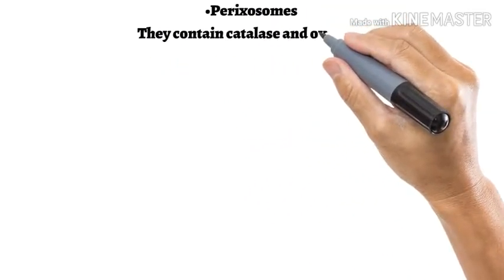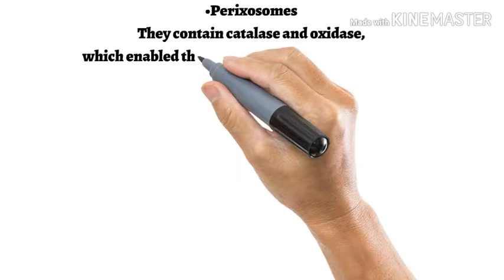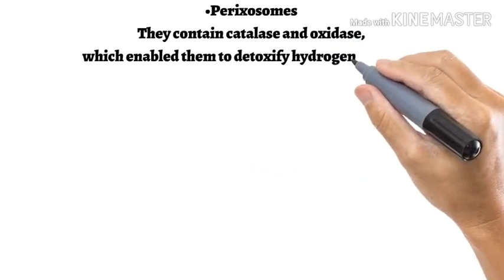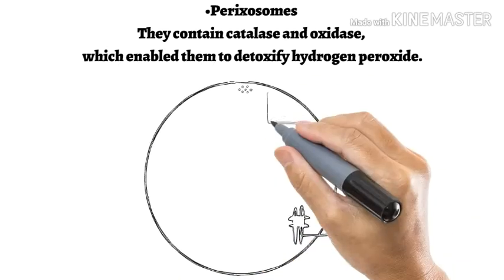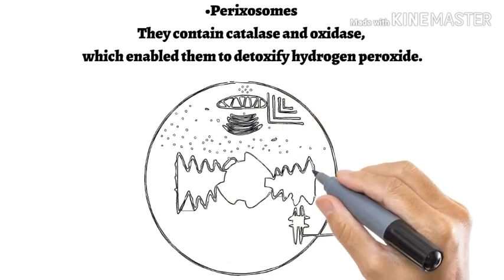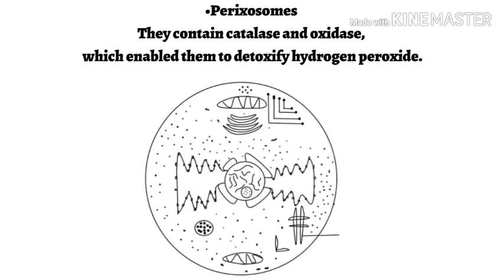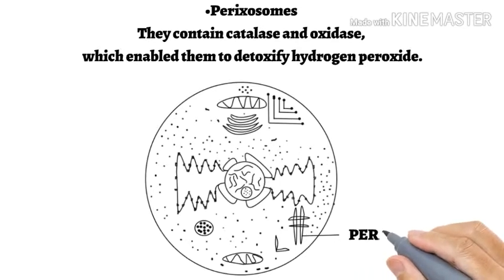Peroxisomes. They contain catalase and oxidase, which enables them to detoxify hydrogen peroxide, just as the name sounds, peroxisomes. So their function is to detoxify hydrogen peroxide.